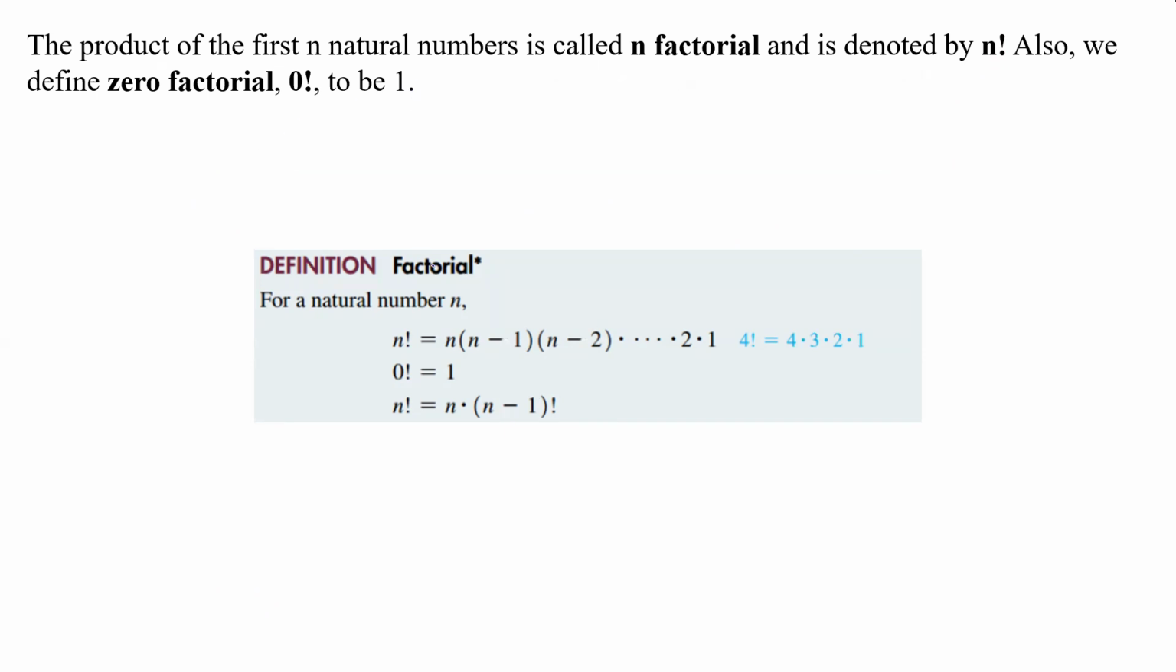So what does it look like? Well, with these factorials, n factorial is just going to be n times n minus 1 times n minus 2, on and on until you get times 2 times 1. So 4 factorial is basically 4 times 3 times 2 times 1. 0 factorial, again, by definition, is just equal to 1. And n factorial can also be written as n times n minus 1 factorial.